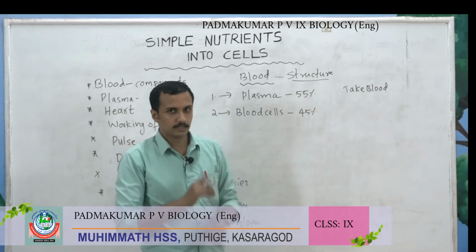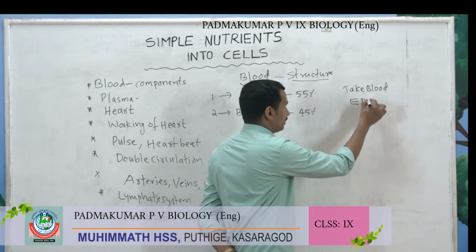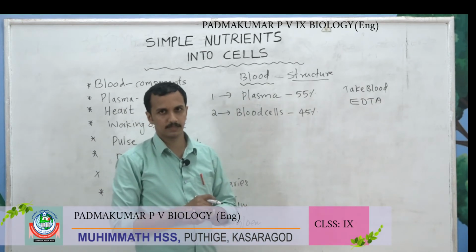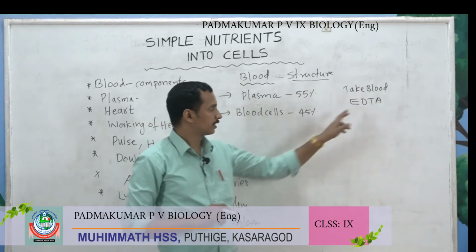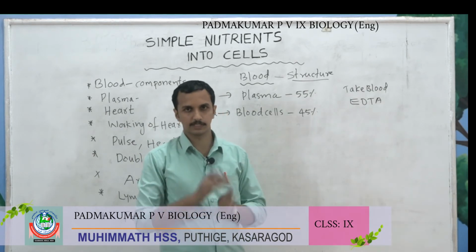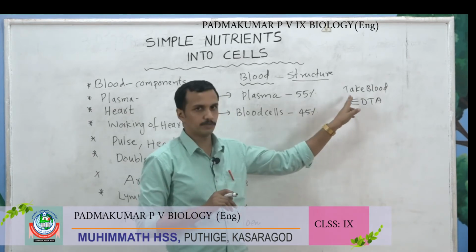Then into that test tube you have to add a chemical known as EDTA. The expanded form is ethylene diamine tetraacetic acid. So what is the step? Students, listen here. So first step, what you have to do?